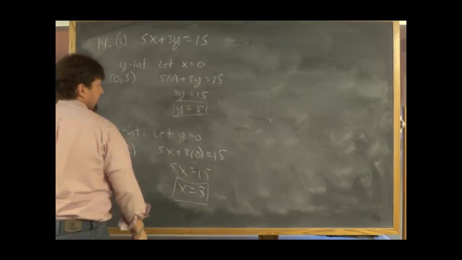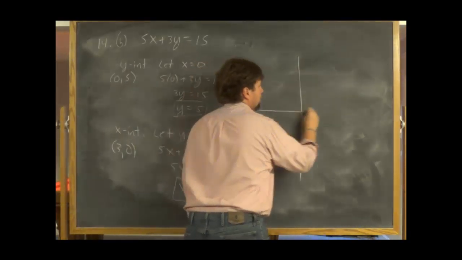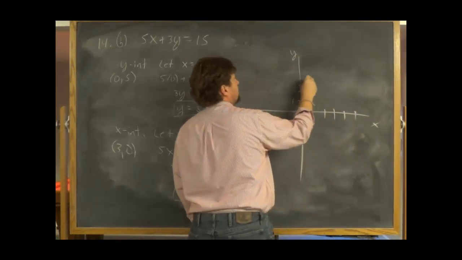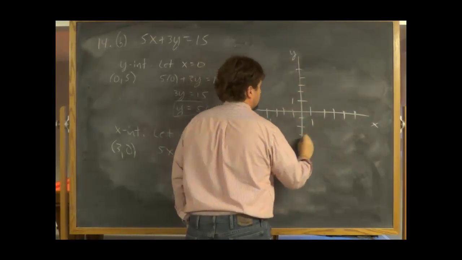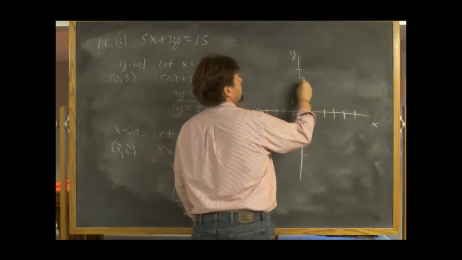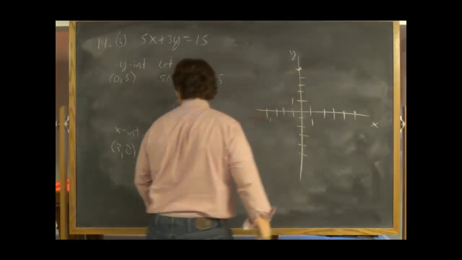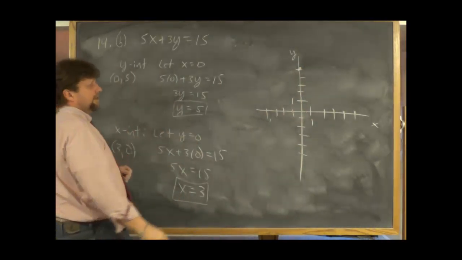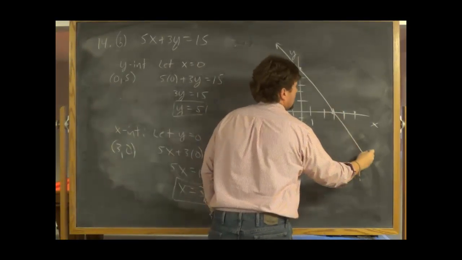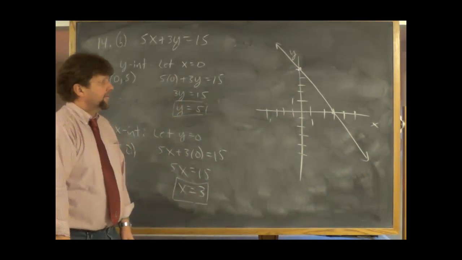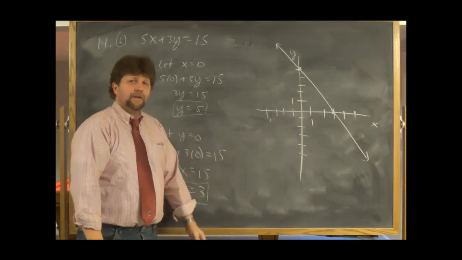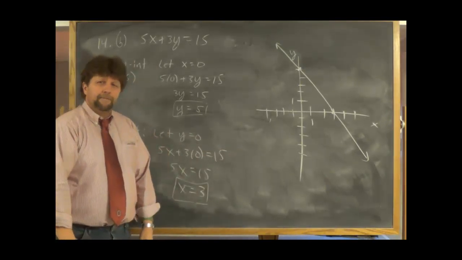And then to make the graph, I just need to plot these 2 points. Point 0, 5 is right here. And the x-intercept is 3, 0. So that's right here. And that would be the graph of the line. So hopefully you have that for the y-intercept, you have this for the x-intercept, and this is the graph that you came up with. That's it for 14 part B.